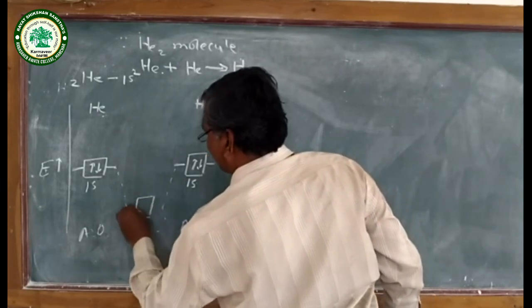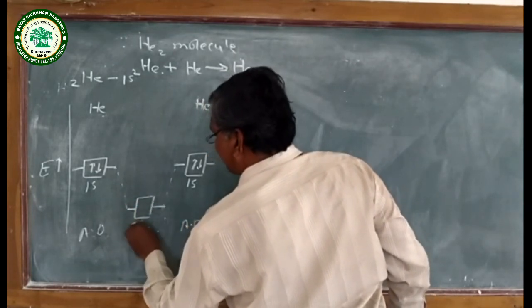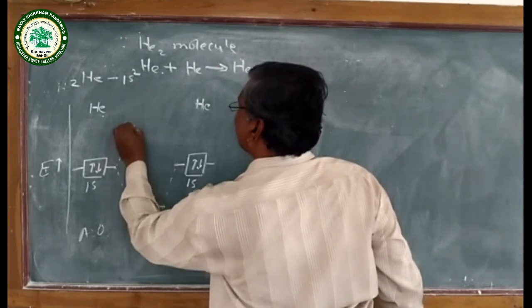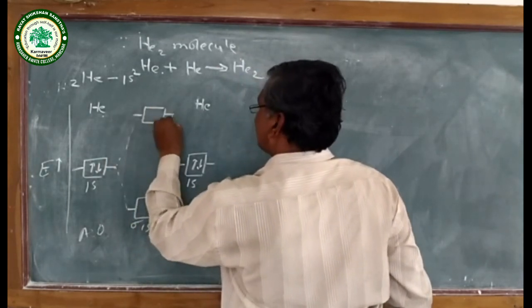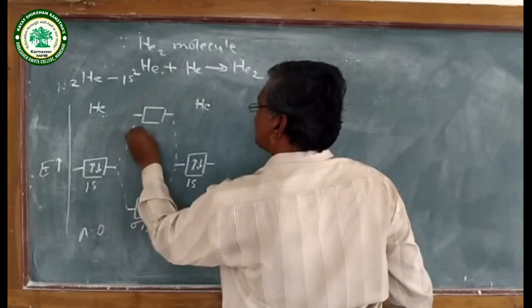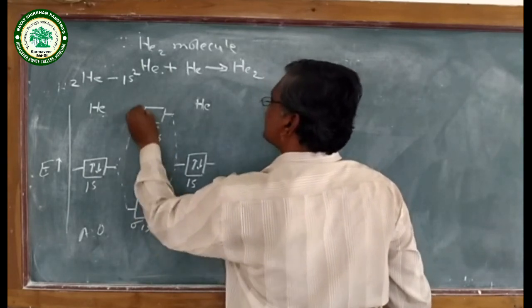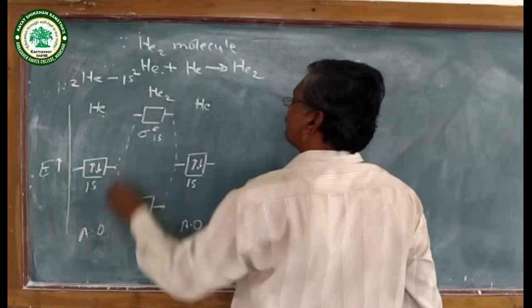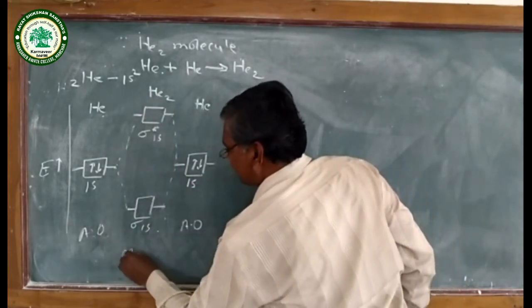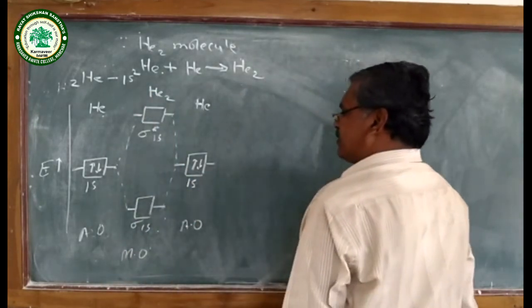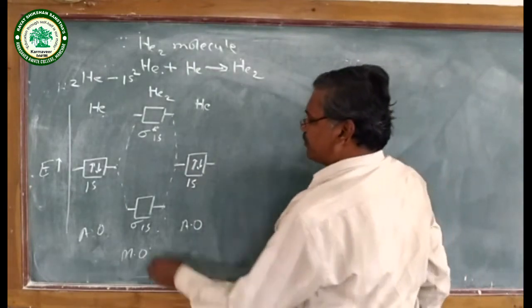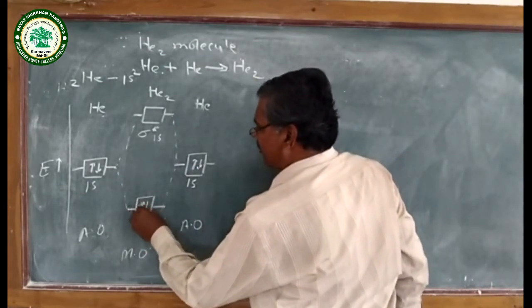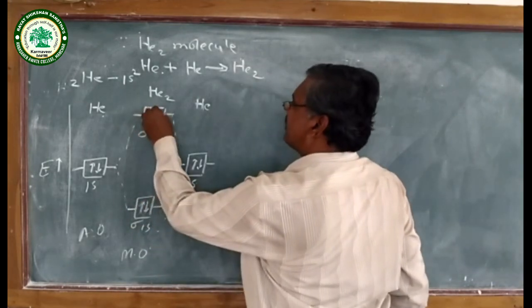Their combination will give rise to the formation of sigma 1s and sigma star 1s for the He2 molecule. So these are the molecular orbitals. The 4 electrons in the He2 molecule occupy the molecular orbitals in this manner.